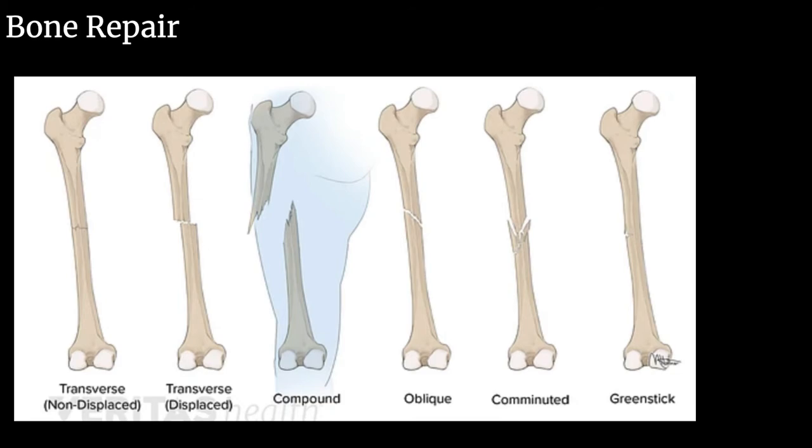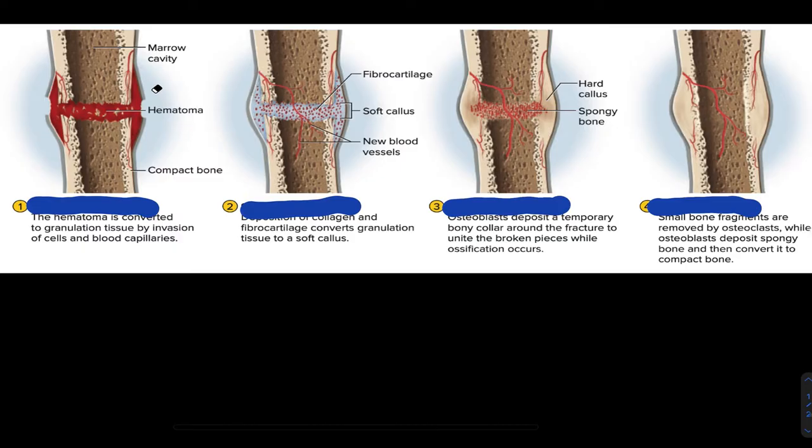And then we have a greenstick, which is not all the way, but like a green stick light when you're in a dark cave. That's kind of what it looks like here. It's like halfway cut. Now that we've learned the types of fractures, let's take a look at exactly what happens after a fracture has occurred inside of the human body. Now over here we have a simple transverse non-displaced fracture.